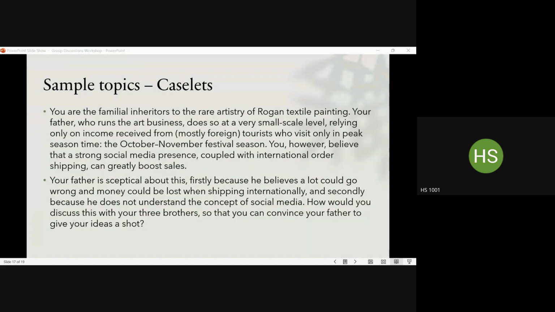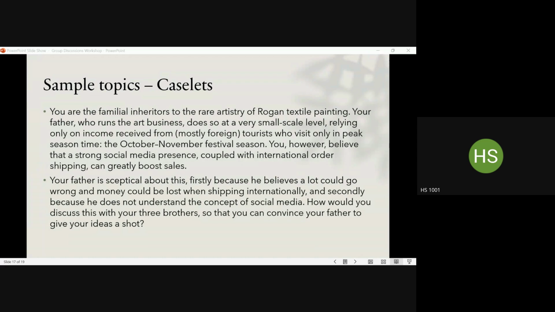Anything else? You can give him the example of other industries that ship internationally. You mean other businesses who operate in a similar manner? Yes, you can do that. Very good. Explain what social media is, and then show what has happened in the past. Okay, I will talk to some trustworthy contractor for shipping internationally. Very good.